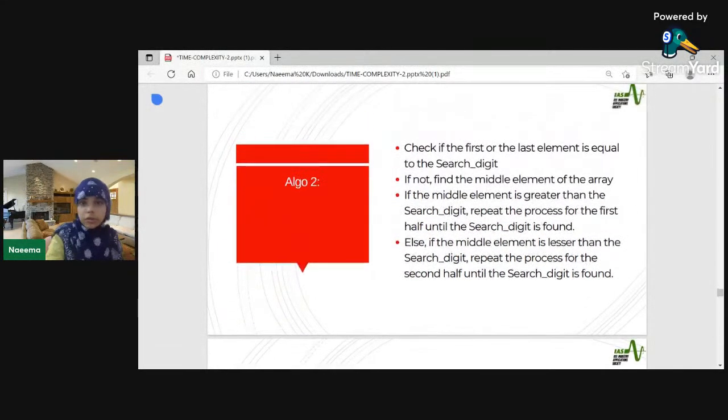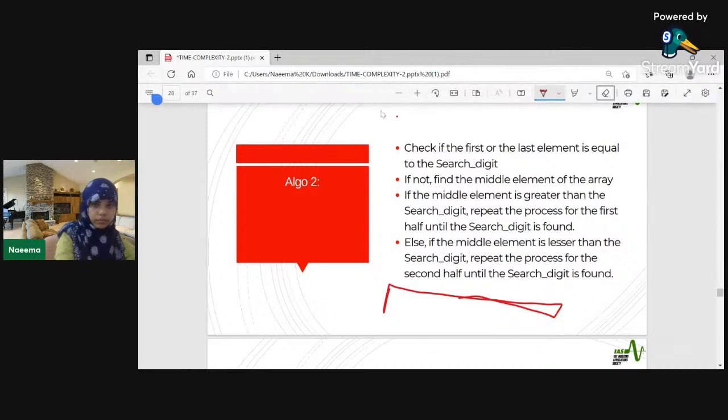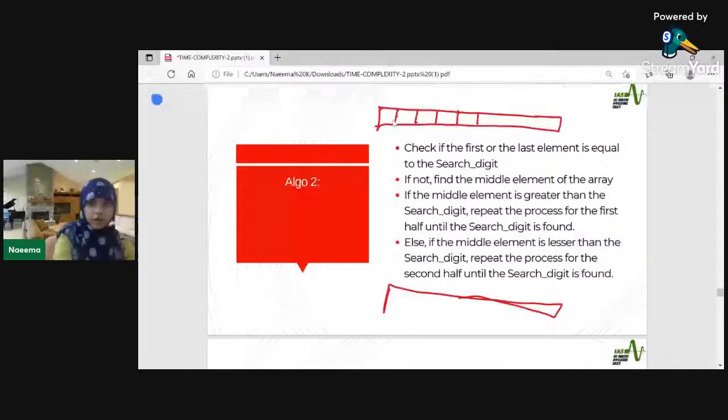Algo 2 says check if the first or the last element is equal to the search digit. If not, find the middle element in the array, and if the middle element is greater than the search digit, eliminate the second half and proceed with the first half. Repeat the process for the first half.